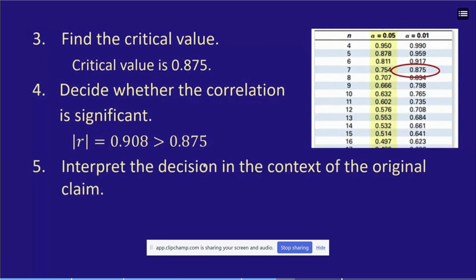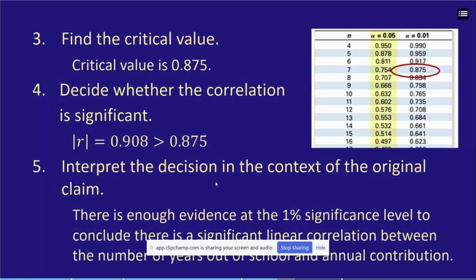Now, what does that mean in the context of this claim? There is enough evidence at the 1% significance level to conclude there's a significant linear correlation between the number of years out of school and annual contribution. I'd go a step further here and say that it's a negative linear correlation.